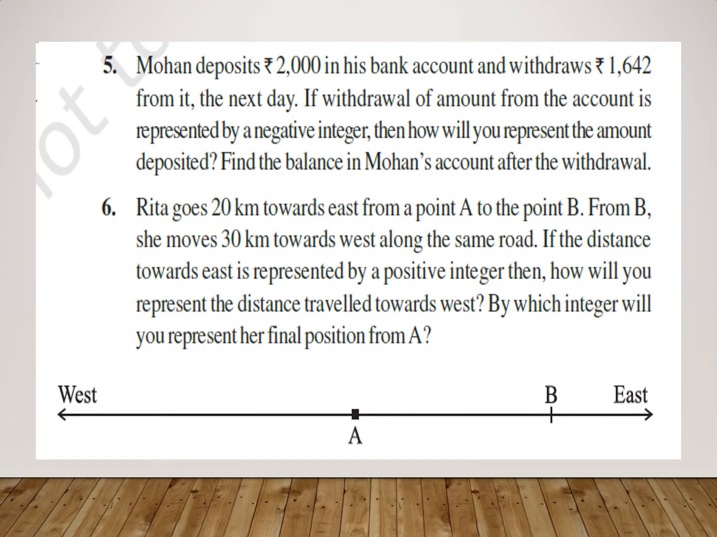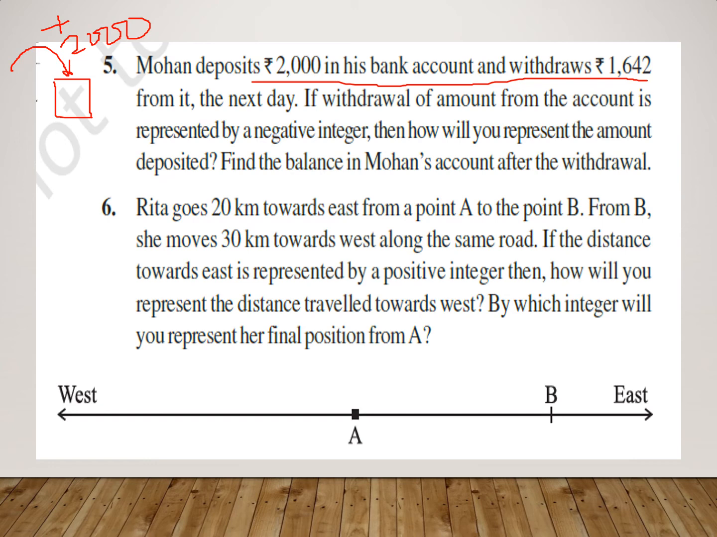Now, question 5 is, let's see, Mohan deposits rupees 2000 in his bank account and withdraws 1642. So, suppose this is the bank account. Once he is putting some money in the bank account, how much he is putting? He is putting rupees 2000. Suppose whatever he puts, I take it as positive, because his balance is increasing. Whatever thing increases, we take it as positive.